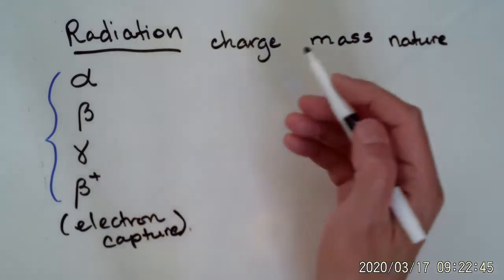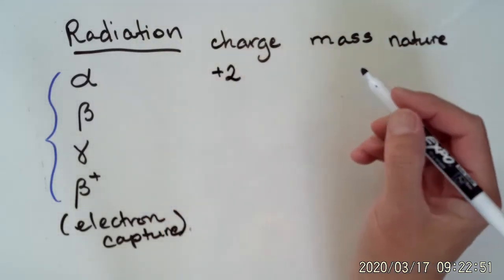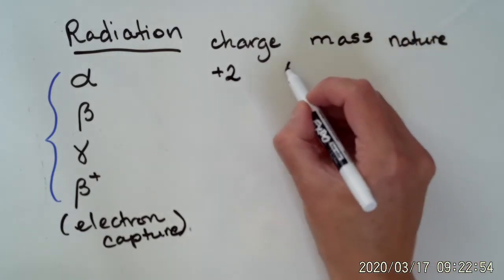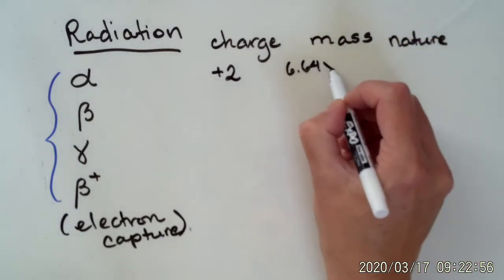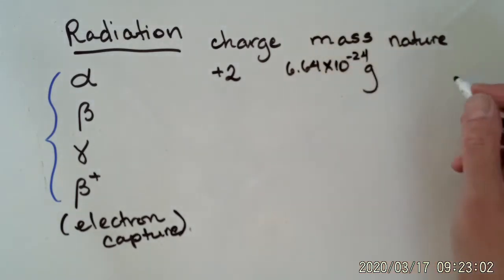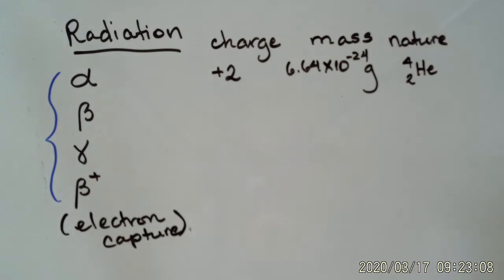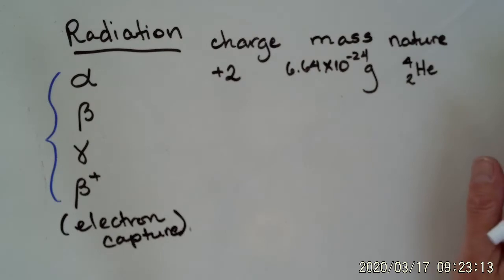So the charge of an alpha particle is a +2. The mass is actually 6.64 times 10 to the minus 24 grams. And what is its nature? Well, we know an alpha particle is a helium nuclide. Okay, the relative penetration power of an alpha particle we'll set to 1, which means it gets stopped at your skin. So it will basically penetrate through a couple layers of skin, but after that it gets stopped.